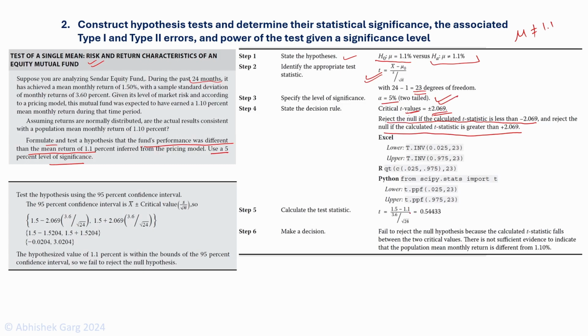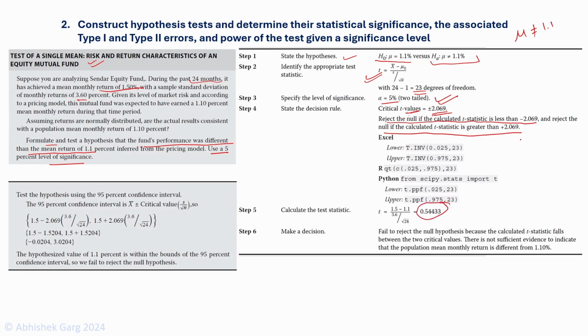Our x bar is 1.5%, the mean monthly return of 1.5%, minus the mu naught, that is 1.1, divided by the standard error: the standard deviation of monthly returns 3.6, divided by square root of n, that is 24. So this is your t-stat.